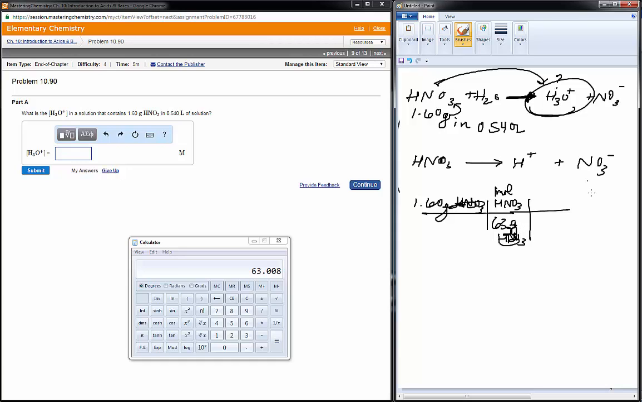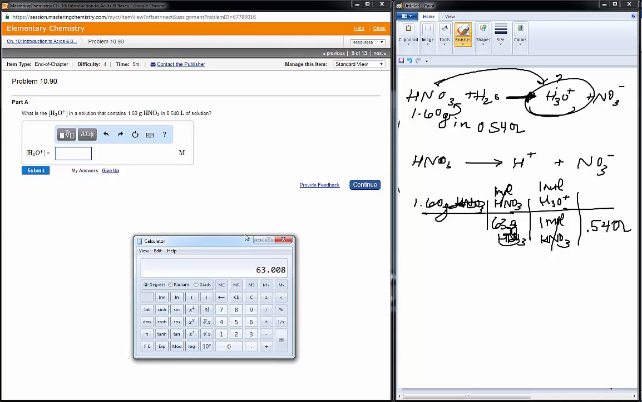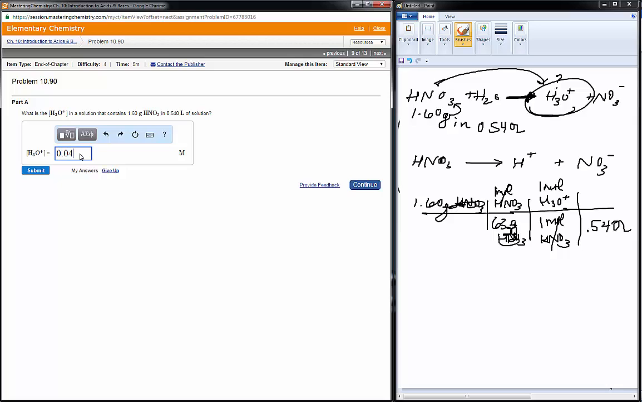Next, moles of HNO3 to moles of H3O+. It's 1 to 1. You still have to include this in your dimensional analysis, even if it's 1 to 1, just so you can make sure that your units cancel. So I have moles of H3O+ on top, so I can put 0.540 liters of solution on bottom. That gives me moles per liter. So 1.6 divided by 63 times 1 divided by 1 divided by 0.540. That gives me 0.0470.